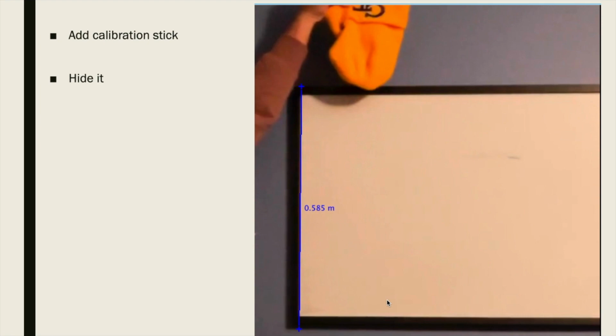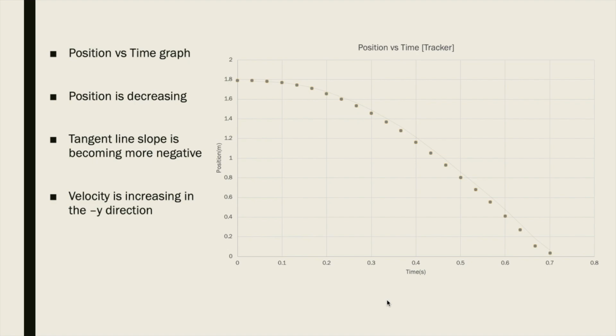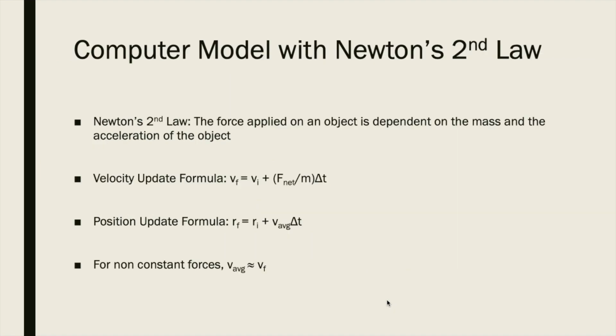So first, in Tracker, I added a calibration stick with the length of the whiteboard. Then I added an axis, and I tracked the new point mass. I tracked the points, and I inserted the mass. From that, I was given a position versus time graph. I was able to see that the position is decreasing, and the tangent line slope is becoming more negative, meaning that the velocity is increasing in the negative y direction.